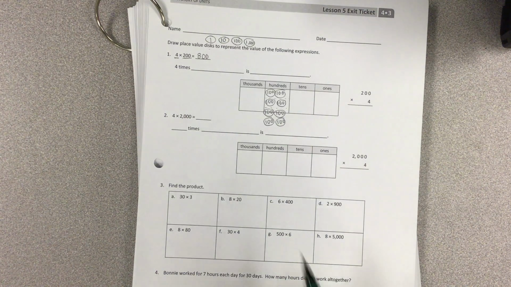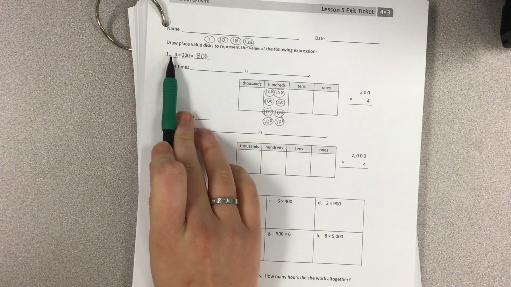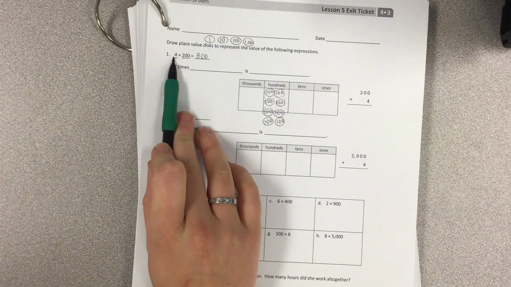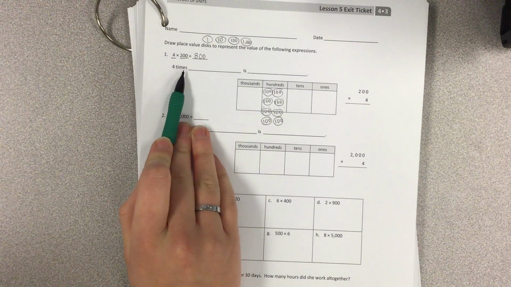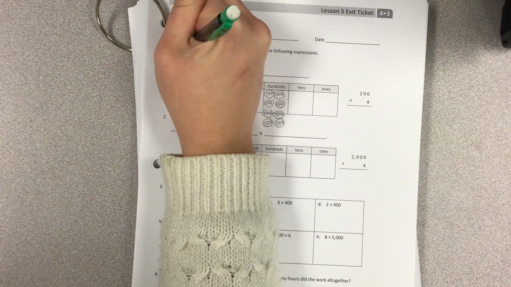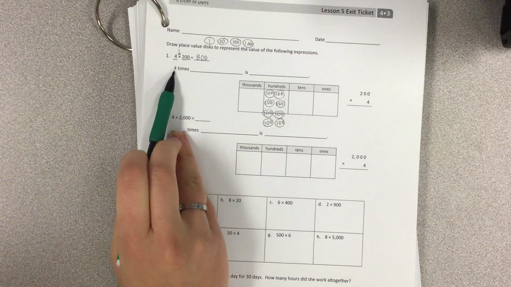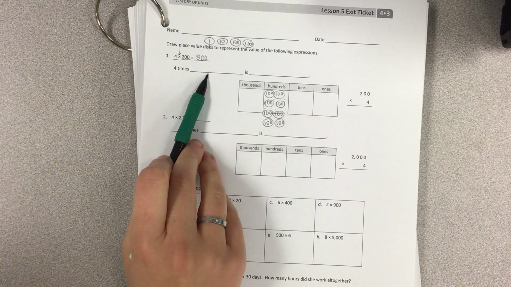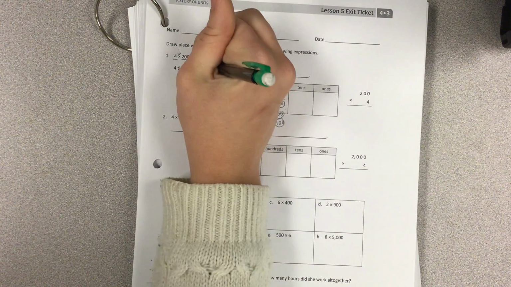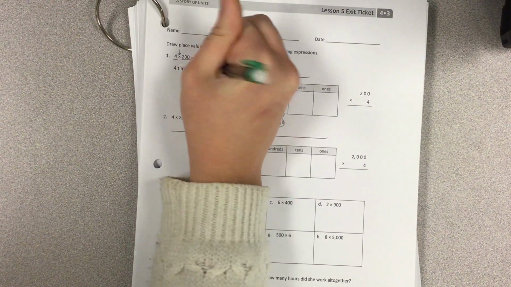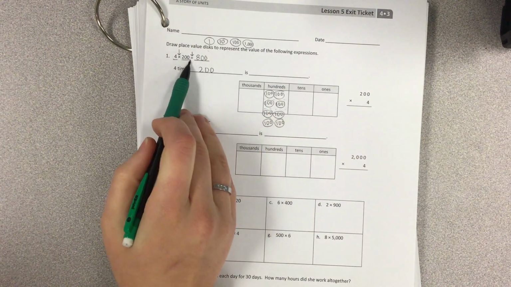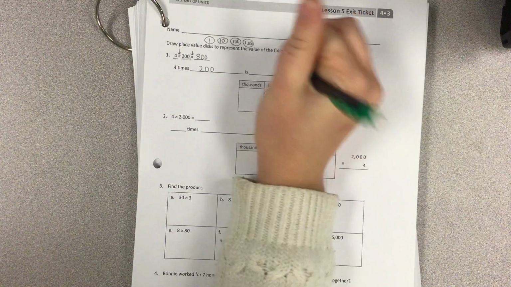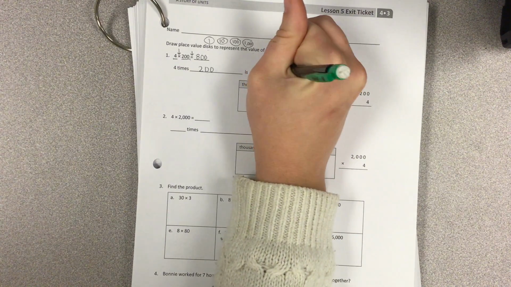Now we're going to show that we understand what this number sentence means by filling it out as a statement. 4 times, this is our times symbol, 4 times, so what's next? 200 is, this is a symbol showing is, so we're going to write our product, 800.